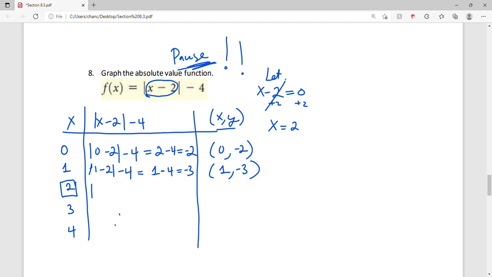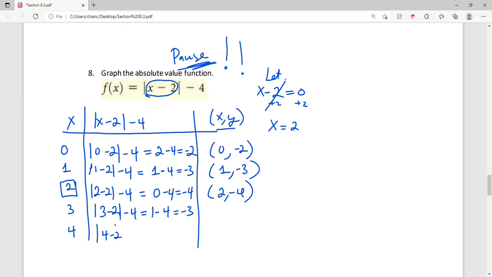For the third one, 2 minus 2, that's going to give us a 0. The absolute value of 0 is 0. 0 minus 4, well, that's just a negative 4. Let's plug in a 3. 3 minus 2, in absolute value, minus 4. 3 minus 2 is a positive 1. The absolute value of positive 1 is 1. 1 minus 4 equals negative 3.